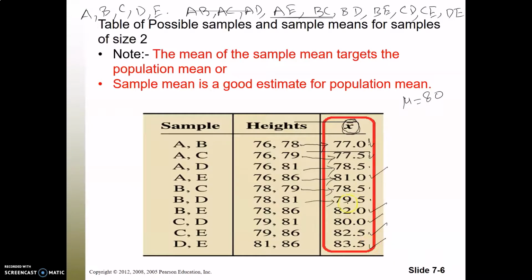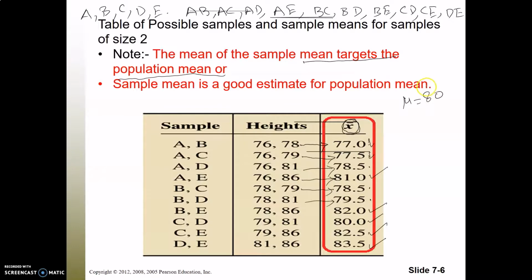Note that some values are below the population mean, and some of the values are above it. We call this behavior that the sample mean targets the population mean. In technical terms, we can also say the sample mean is a good estimate for the population mean.